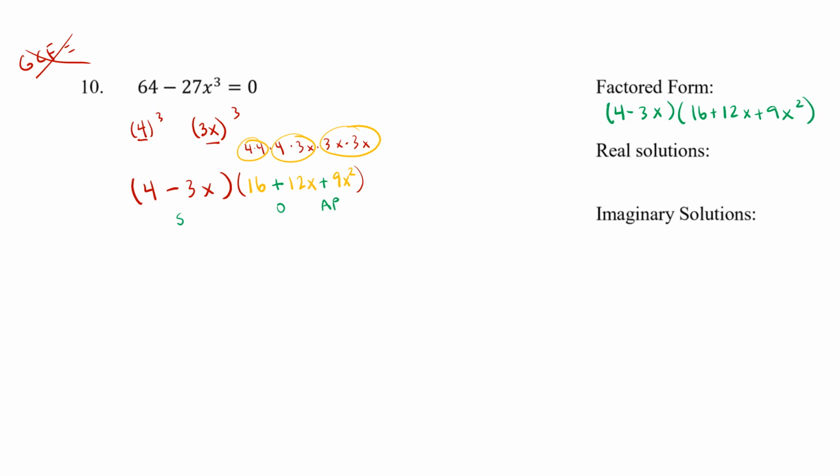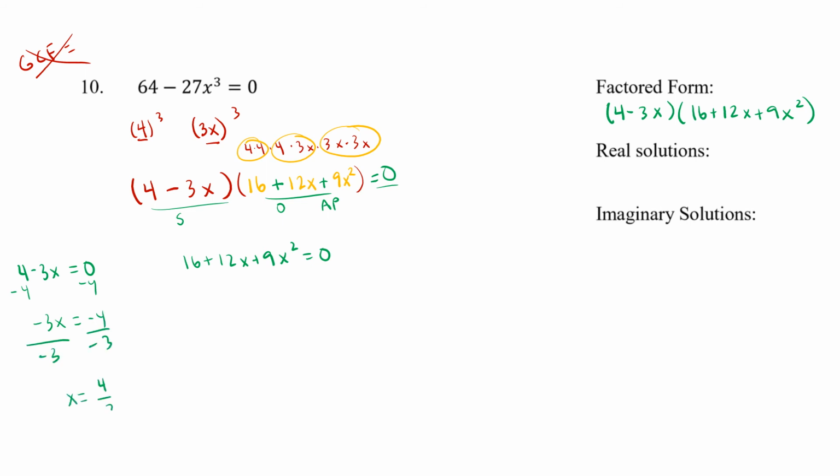Okay, so now we're finding our solutions. Really, we're solving this by factoring. It's equal to 0. We set each factor equal to 0. So we're going to go 4 minus 3x equals 0, and 16 plus 12x plus 9x squared equals 0. We can solve this one on the left pretty easily. Subtract 4, divided by negative 3. X equals positive 4/3. That's your real solution.